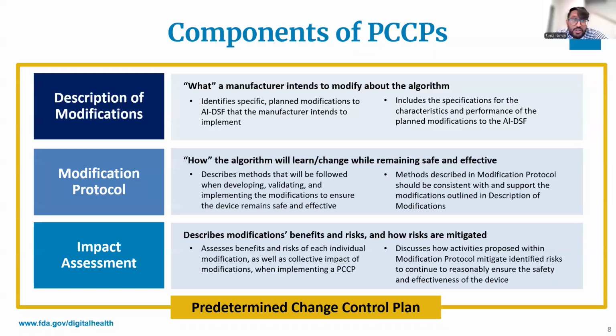Now let's get into the structure of a PCCP. Basically, this is really the heart of the guidance. A PCCP has three components, and I find it helpful to think about them as answering three questions. The first is the description of modifications. This answers the question, what? What specifically are you planning to change about your algorithm? This needs to be well-defined and specific.